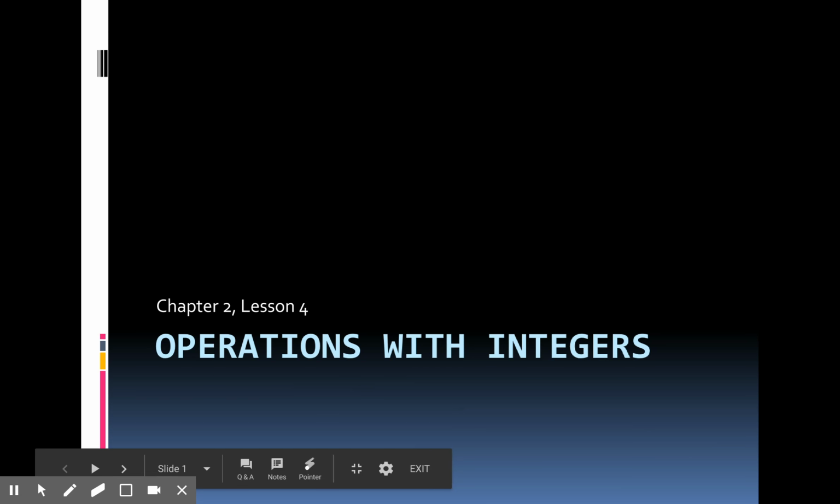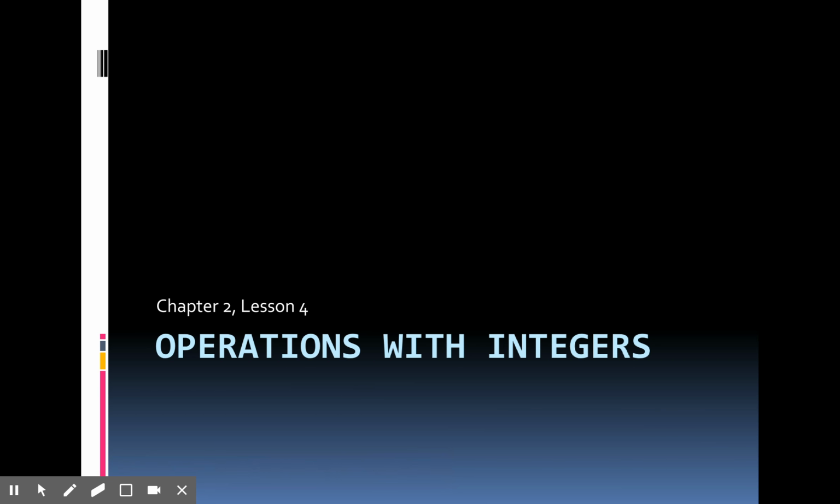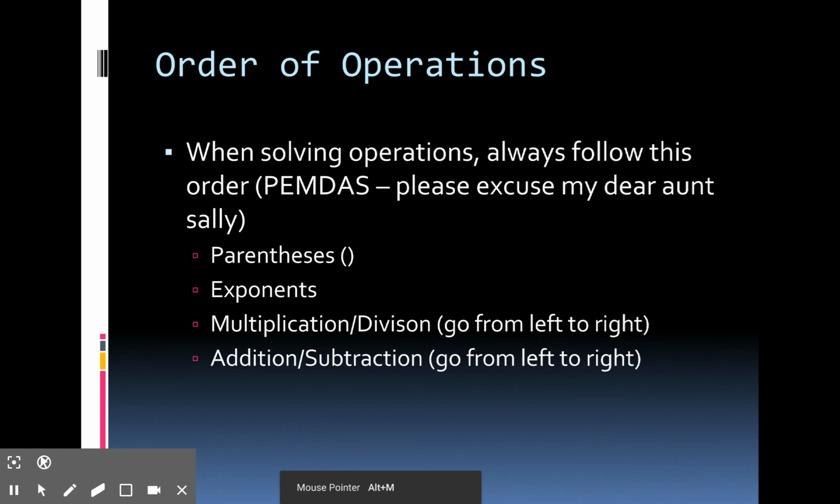Chapter 2, Lesson 4, Operations with Integers. So when working with integers, we're always going to follow order of operations. Whenever you have any of these things present, you're going to follow the same order. Typically, it's abbreviated as PEMDAS. A lot of people use "Please excuse my dear Aunt Sally" to help them remember the order.